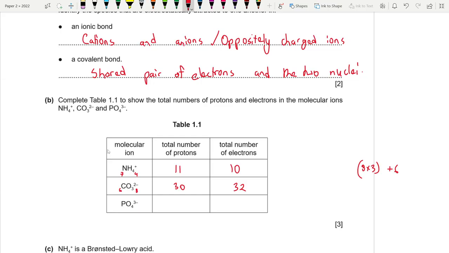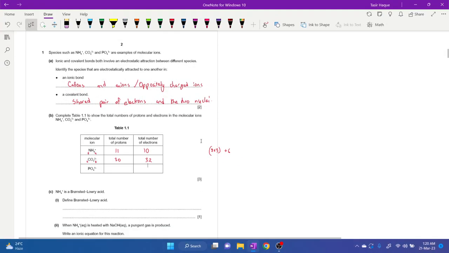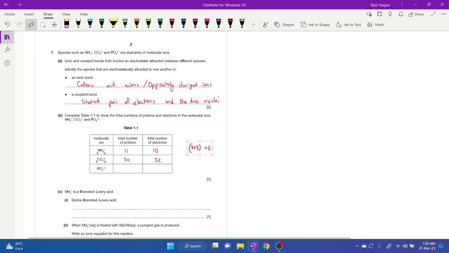Next, for phosphate, well, let me bring the periodic table for you guys. It's gonna be easier for you. One sec.